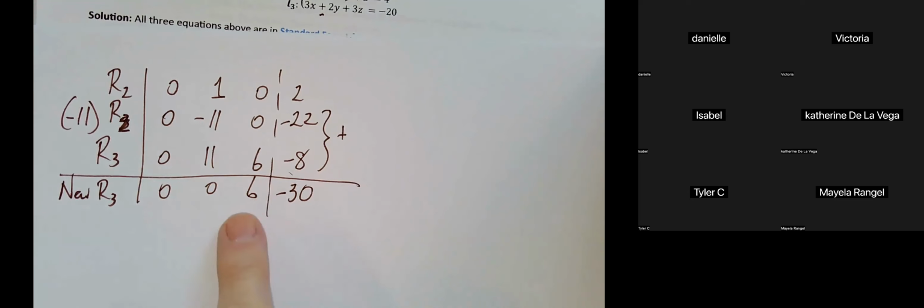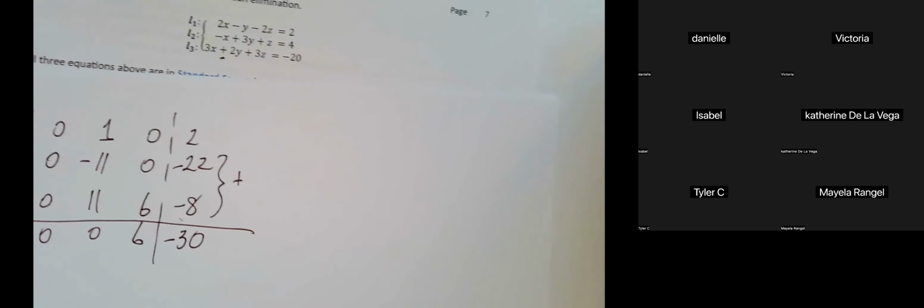So yes, if we divide the right side by the left side, the element on the left side of the dashed line, we still get an integer. We don't get a fraction. So that's very good.